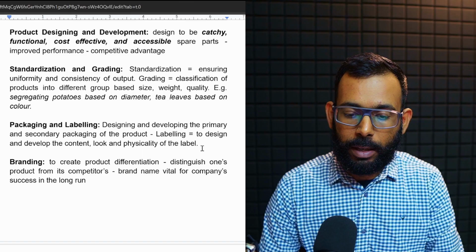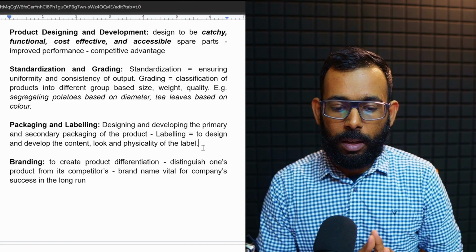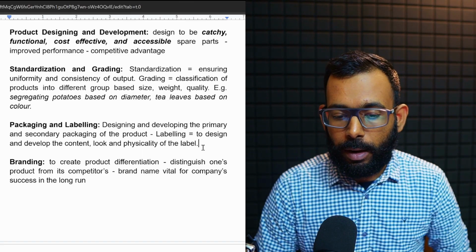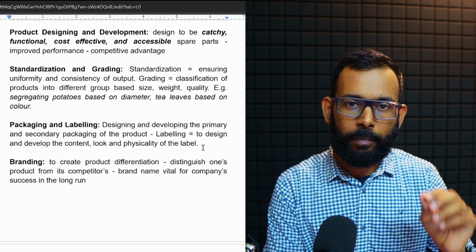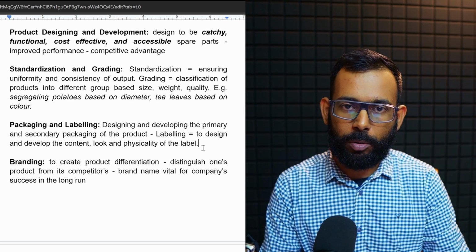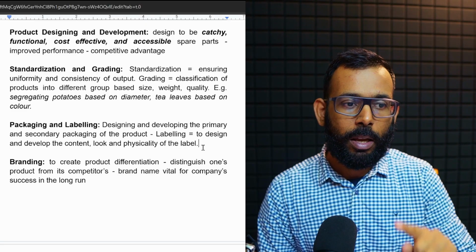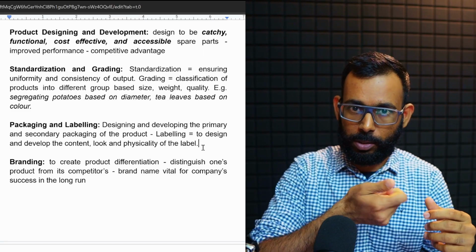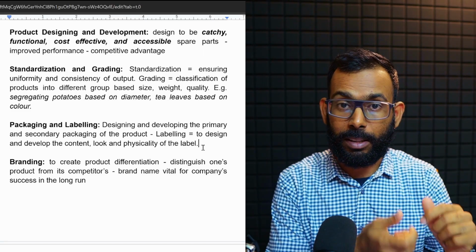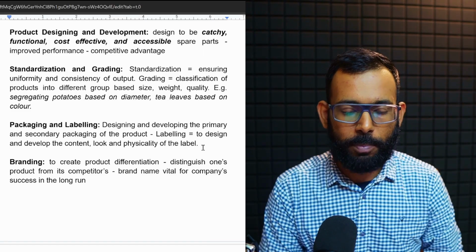Next, packaging and labeling. This is pretty obvious. Designing and developing the primary and secondary packaging. So what is primary packaging? What is secondary packaging? If you take toothpaste, the final paste that you apply on the toothbrush, that's the actual product. But to hold that paste, you have the primary packing, whatever you press and squeeze on. So that is primary packing. The tube, the sachet, that is primary packing.